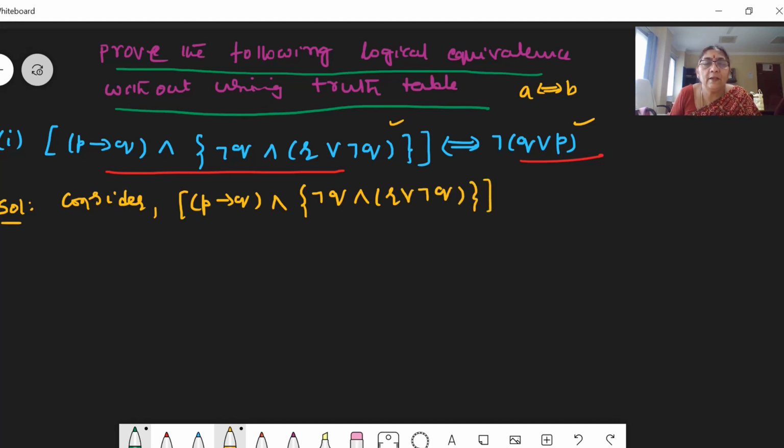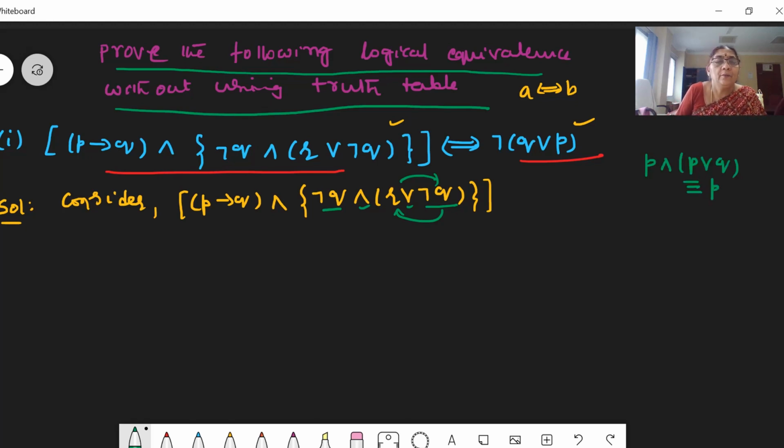Now, observe carefully. ¬Q is here, and here also ¬Q. Here conjunction, here disjunction. Suppose we consider the commutative law and interchange these two. Then I go for the absorption law. What does the absorption law say? P ∧ (P ∨ Q) is logically equivalent to what? P only. Q is absorbed.